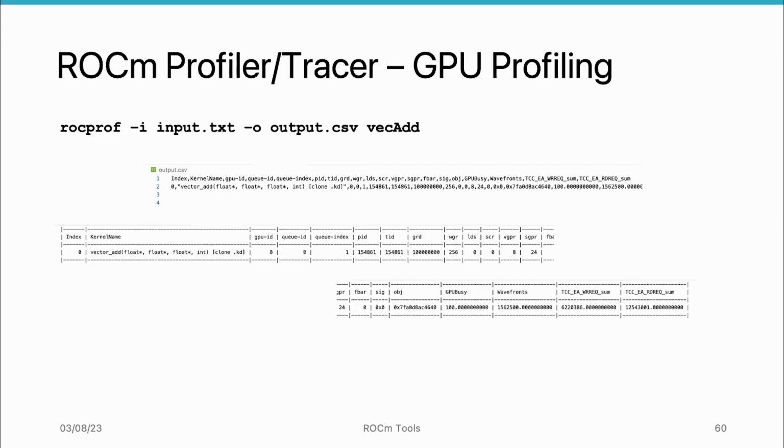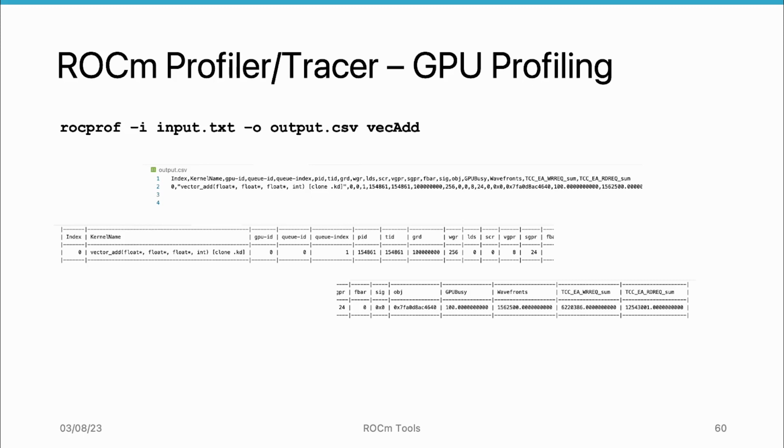In the output.csv file generated after running the rocprof command, we can find important information such as kernel name, GPU ID, queue ID, queue index, and thread ID. The kernel name represents the name of the kernel that was dispatched, while GPU ID indicates the GPU that the kernel was submitted to. A few metrics are provided even though we did not specify them.